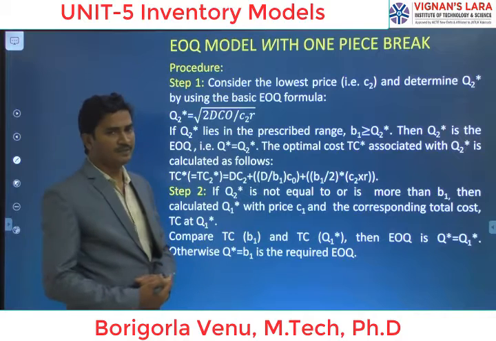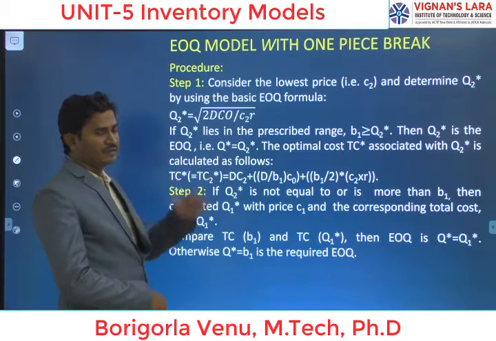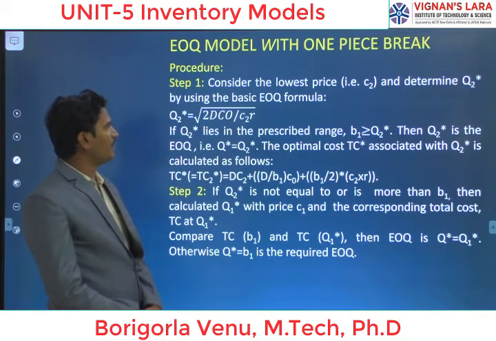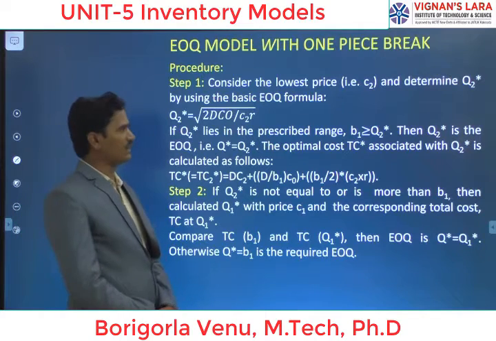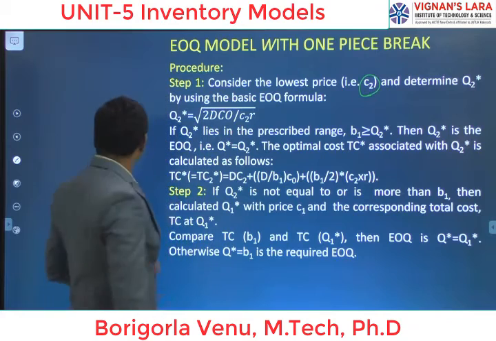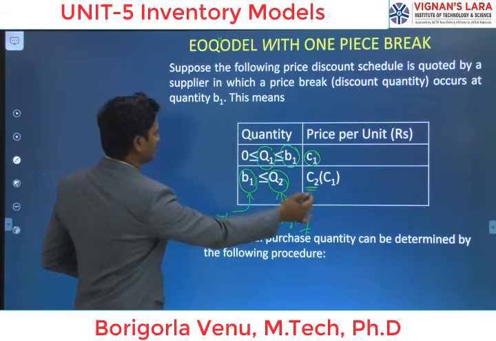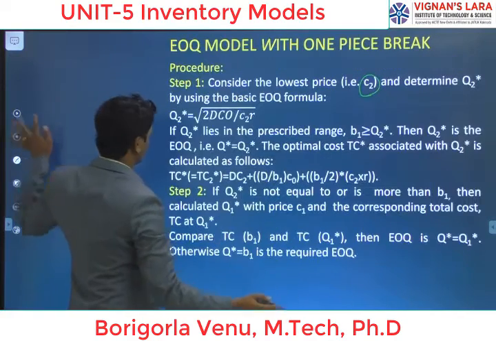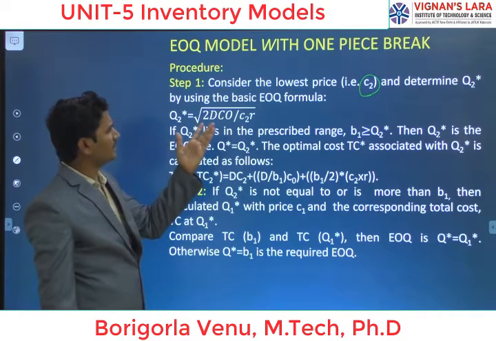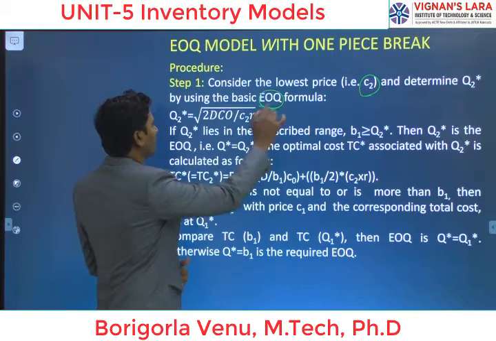Here is the procedure for calculating the optimum quantity with a one price break, with an example. First, coming to step 1, we have to consider the lowest price, that is C2. In our table we have two costs, C1 and C2. Here C2 is the lowest cost and C1 is the highest cost. At this lowest cost, we are going to determine Q2 by using the basic economic order quantity formula.